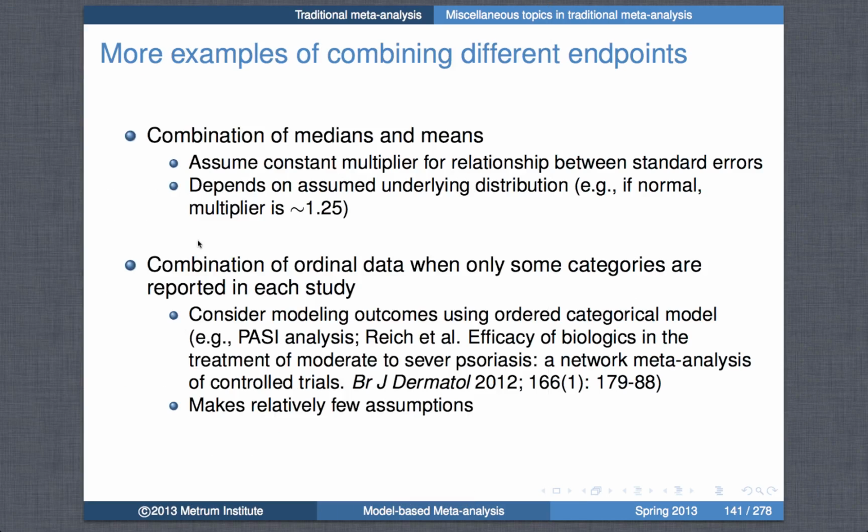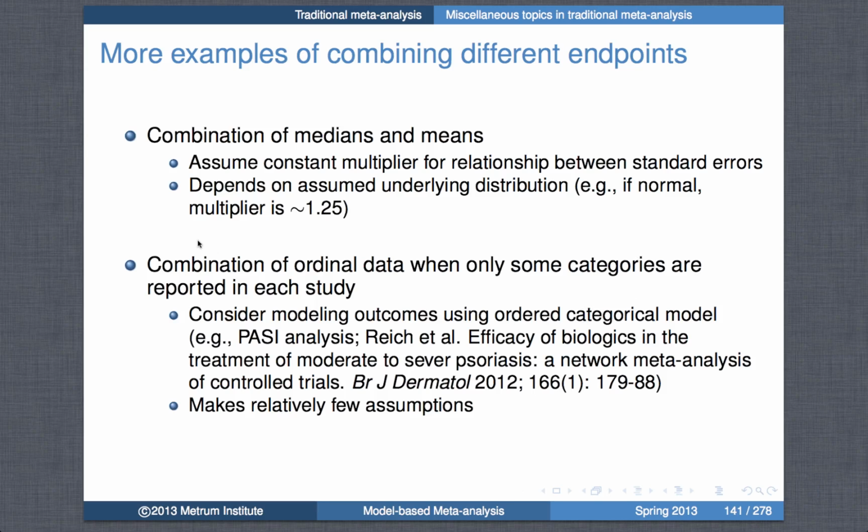In fact, I have two more here I forgot about. If we're combining means and medians, sometimes we may just go ahead and ignore the fact that there's a difference. And that's making an assumption that our distributional shape is symmetric. If we have a standard error, and you may imagine that we can get a standard error reported for a mean, but they may not report any sort of measure of uncertainty for the median.